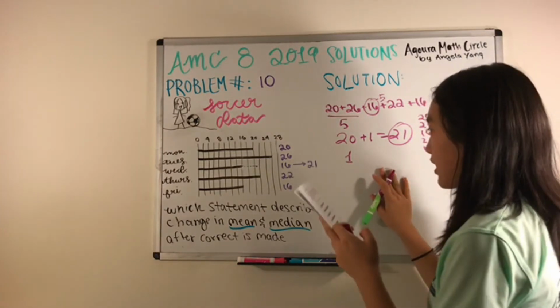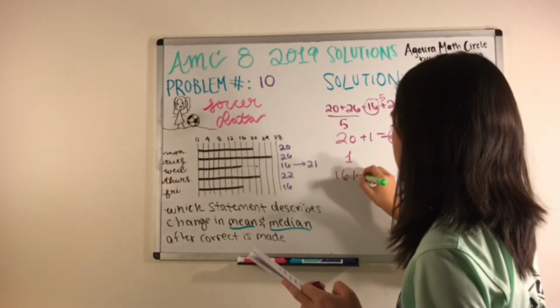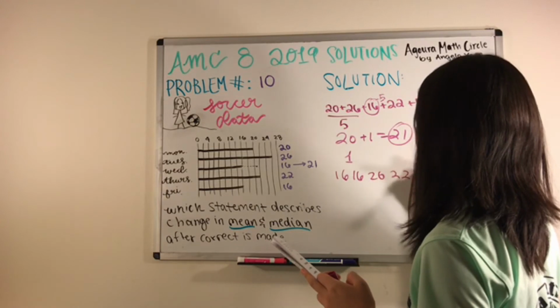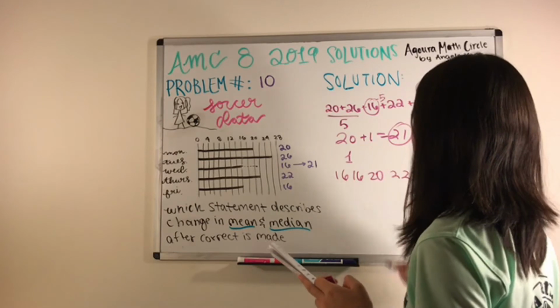Now we have to find the median, the difference in the median. So the original median would have been 16, 16, 20, 22, and 16. Oh, and 26. Sorry, this looks like a 26. Okay.